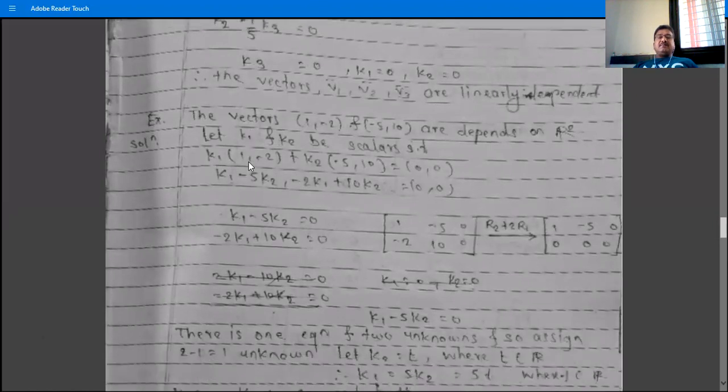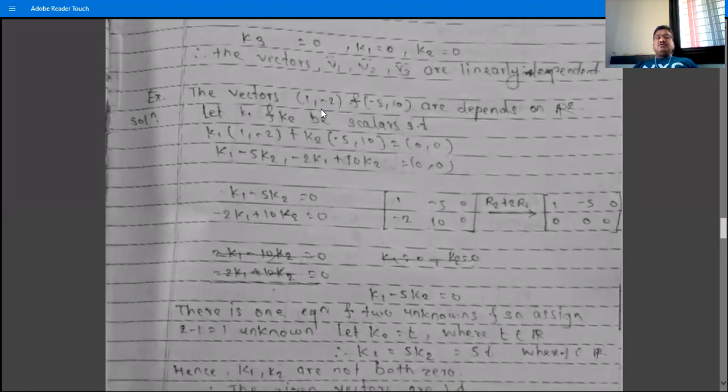Then we have to show these two vectors are linearly dependent in R2. So there are two vectors. Take the first one, and I take two scalars. Let K1 and K2 be scalars such that K1 V1 plus K2 V2 is equal to 0 bar. So V1 is (1, minus 2), V2 is (minus 5, 10), and 0 bar is (0, 0).